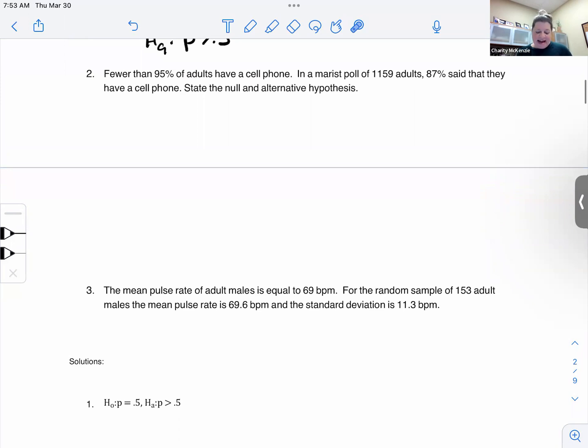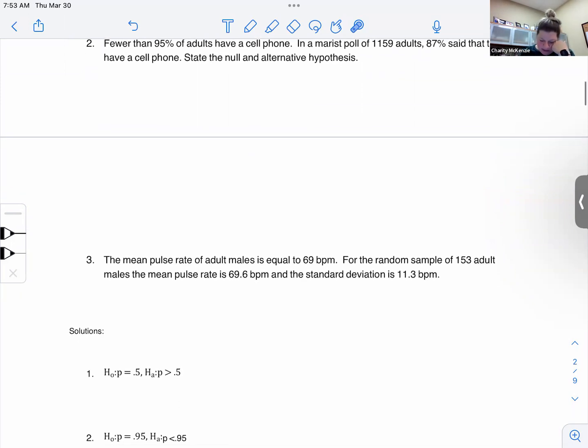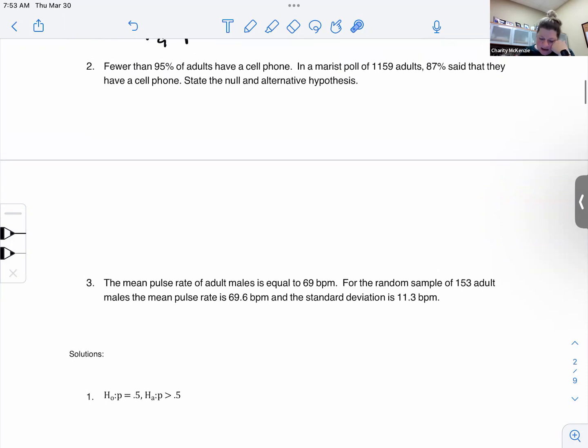So, fewer than 95% of adults have cell phones. In a, I don't know what a Marist poll is, 1,159 adults, 87 said they have a cell phone. State the null and the alternative hypothesis. So fewer than 95% of all adults have a cell phone. So that's our claim, right? This is like the claim.